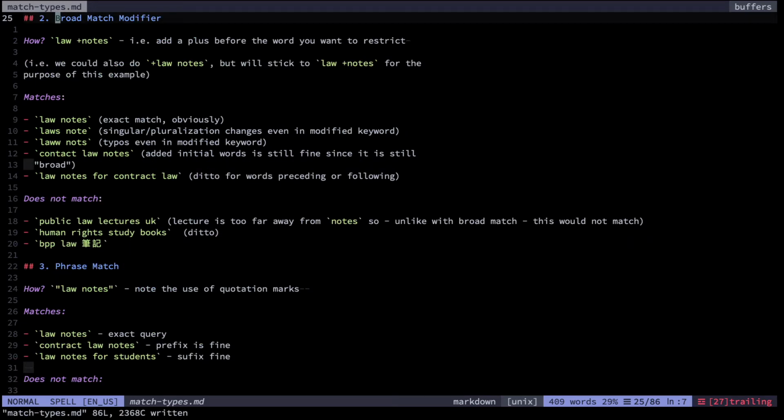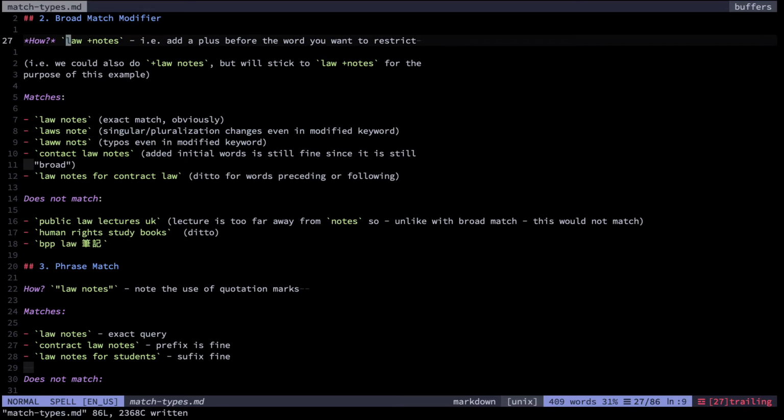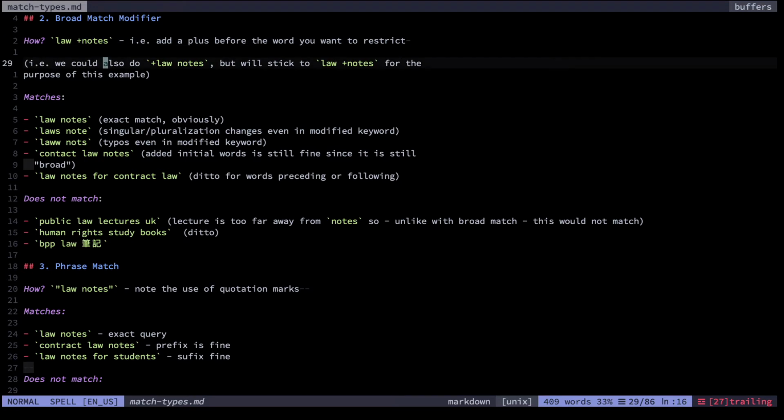The next match type is broad match modifier. In some sense, this is a subtype of broad match. The way you tell Google AdWords that you want this is to add a plus in front of the word that you want the modifier to apply to. So in this case, I have law with regular broad match and notes with broad match modifier. I could, of course, have done law with a modifier and notes with a regular broad match, but I'm going to stick to law plus notes for the purposes of the examples that follow.